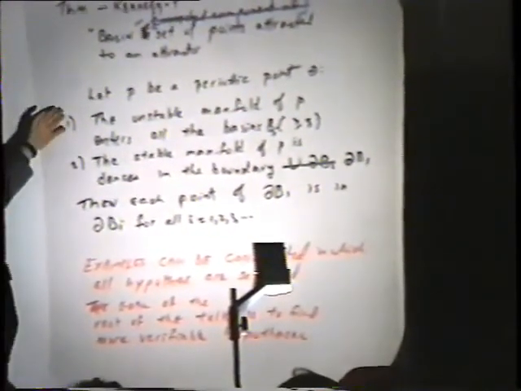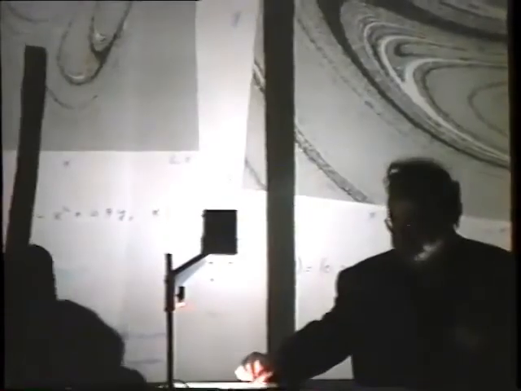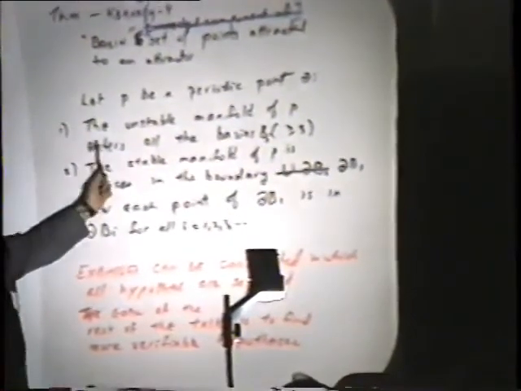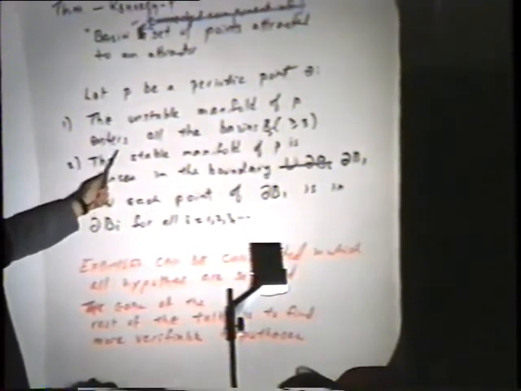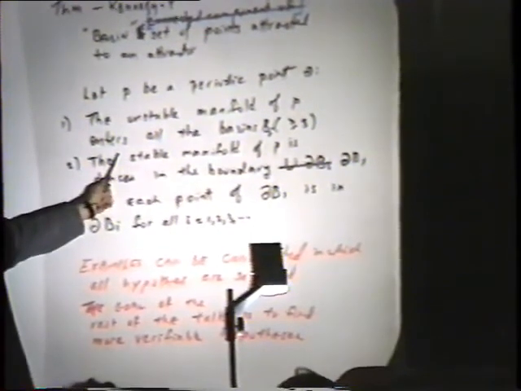Let P be a periodic point, such as that point on the boundary we're talking about over here, or some other point anywhere in there. There are infinitely many periodic orbits. Let P be a periodic point such that the unstable manifold of P enters the basins B_i, i greater than or equal to 3. And that's a short calculation. You just compute a piece of the unstable manifold until it enters a couple of the basins.